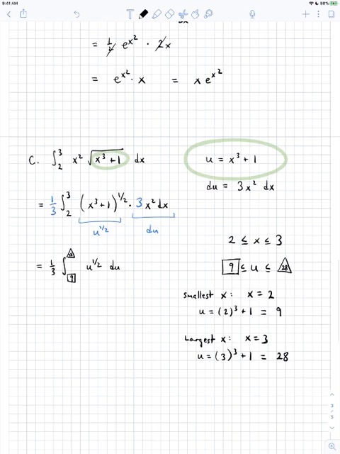Now it's a little hard to read that, so let's rewrite it. 1/3 times the integral from 9 to 28 of u to the 1/2 du.